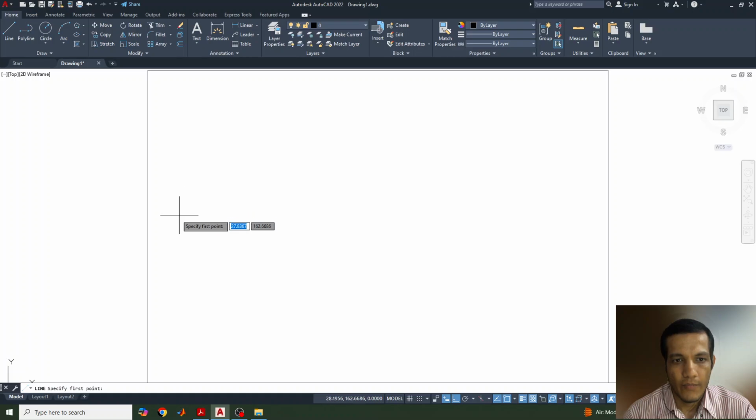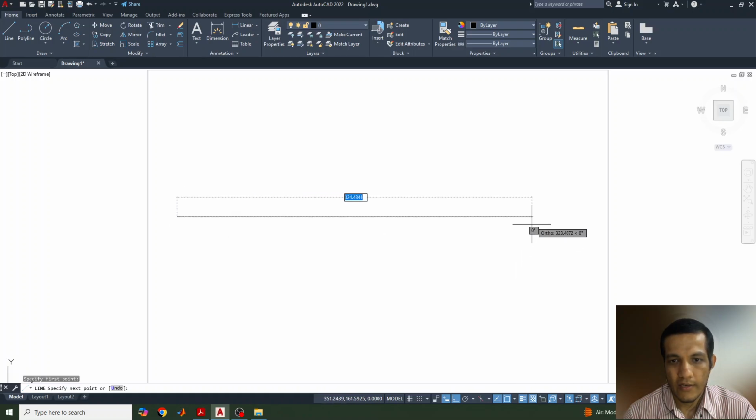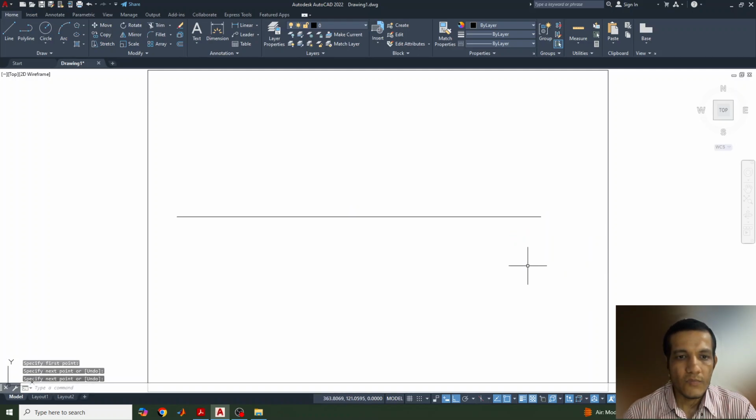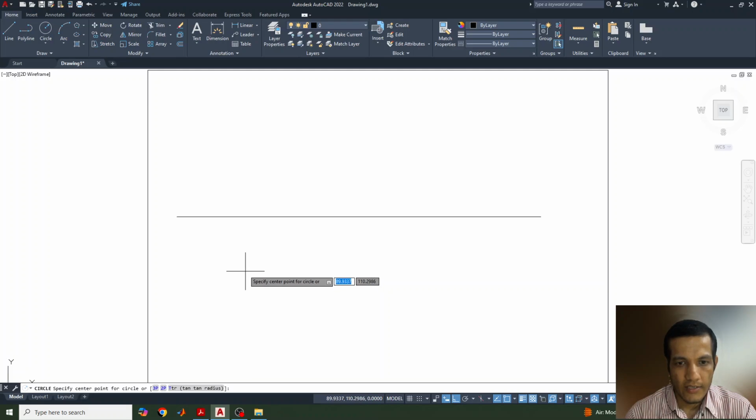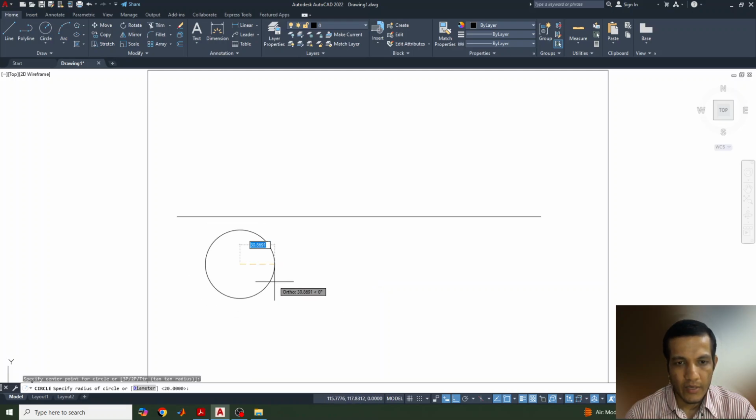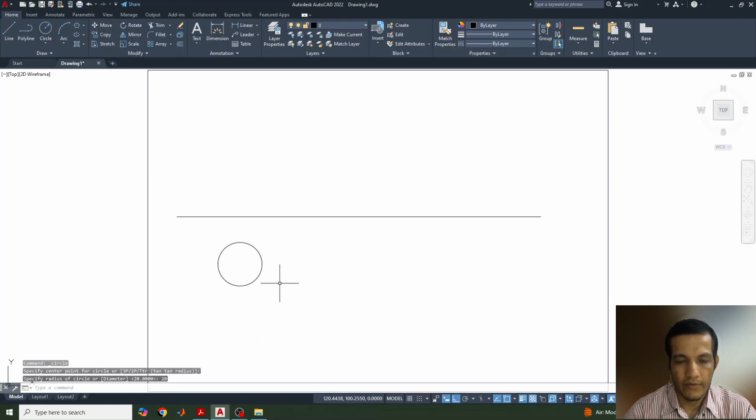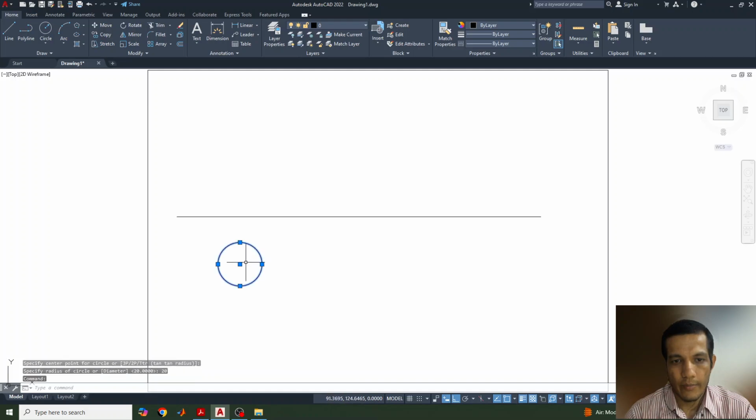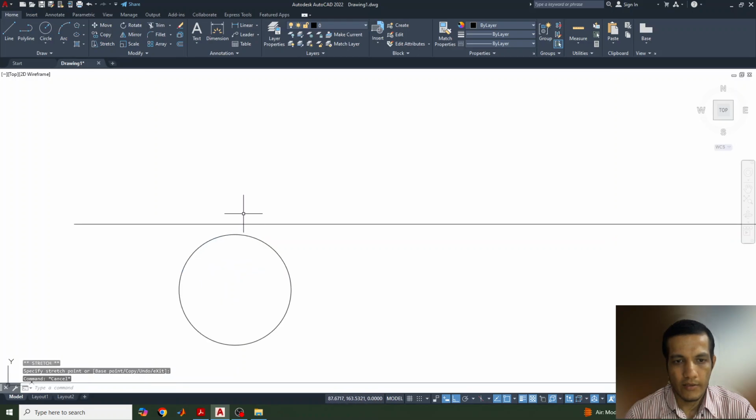Select the line, and this is the center line, or reference line, you can draw here, the XY line. Next we need to draw the top view first. So the top view is a circle. Let's select the circle; the diameter of the circle is given as 40. Here it asks to specify the radius of the circle, I'll give 20, so that the circle will get 40 mm diameter. Like this I can draw it.